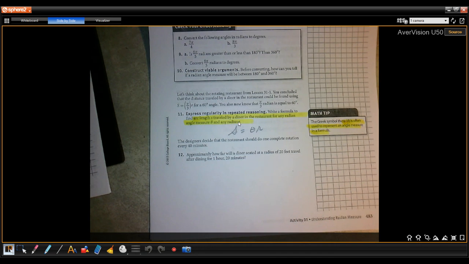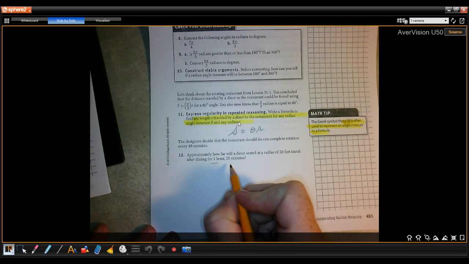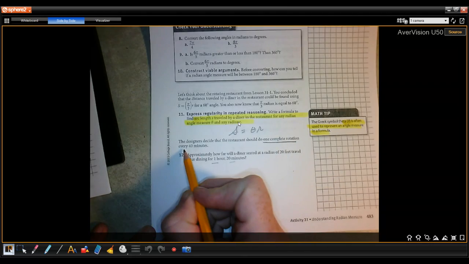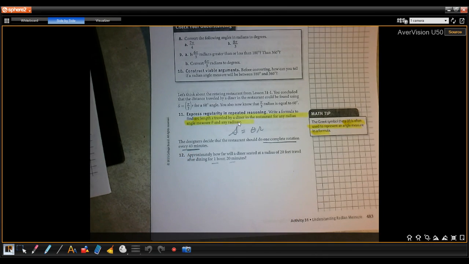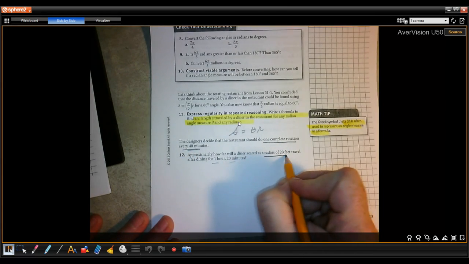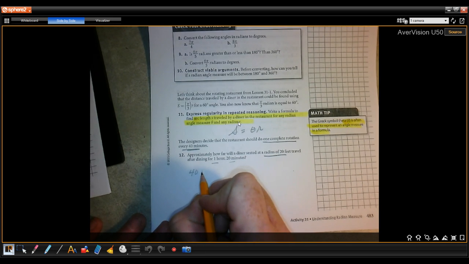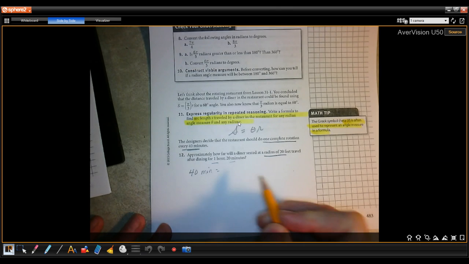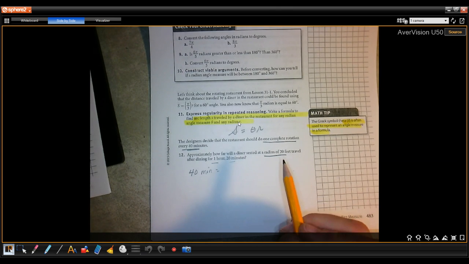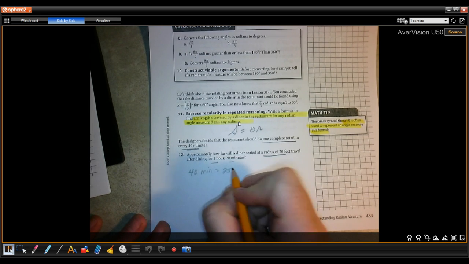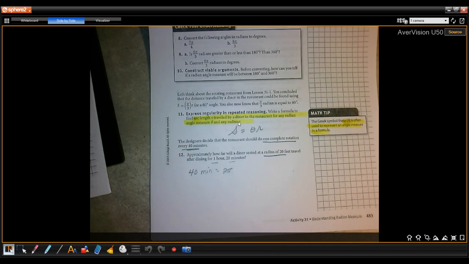Okay, last thing: approximately how far will a diner seated at a radius of 20 feet travel dining for 1 hour and 20 minutes? The designers decide the restaurant should do one complete rotation every 40 minutes. So every 40 minutes, you go one rotation. So the radius is 20. Got that. Then it says, so in 40 minutes, how far have you traveled? Well, 40 minutes is one rotation. One rotation is around the circle, and that's equivalent to 2 pi. You've traveled 2 pi around the circle.